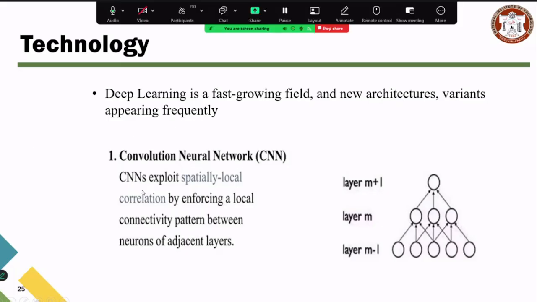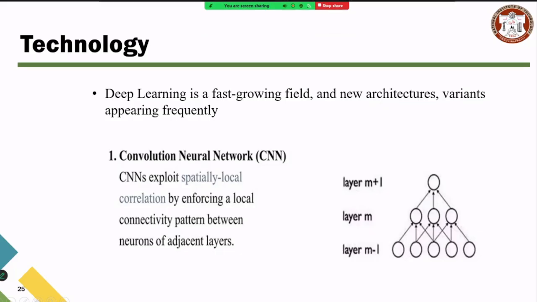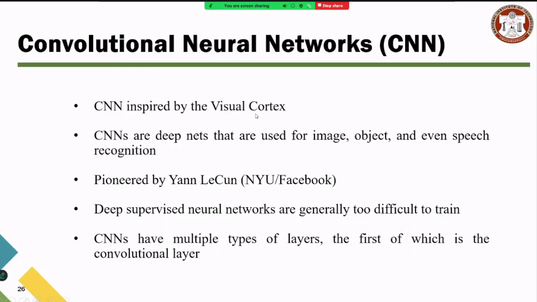See here how it is dealing with convolution. There are a variety of deep learning approaches: CNN, RNN, LSTM, and so on. The CNN, the convolutional neural network, exploits spatially local correlation by enforcing local connectivity patterns between the neurons of adjacent layers. Actually, the CNN is also applicable on text and numerical data. Then, see here, CNN is inspired by the visual cortex and is also used in deep nets for image, object, even speech recognition too. It was pioneered by Yann LeCun.